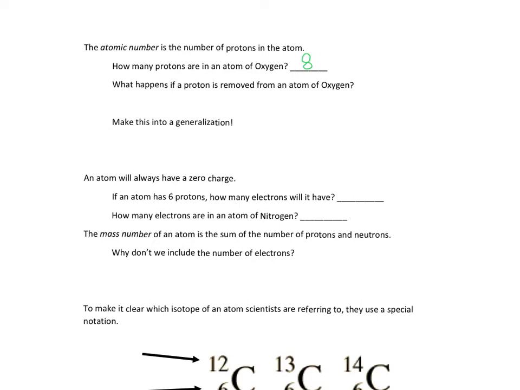Well, if it has 8 protons in it, does it still have an atomic number of 8? No, it doesn't. And the only atoms on the periodic table that have an atomic number of 8 are oxygen atoms. So if I have one less, my atomic number is now 7. And if my atomic number is 7, then what kind of atom do I have now? I have an atom of nitrogen.